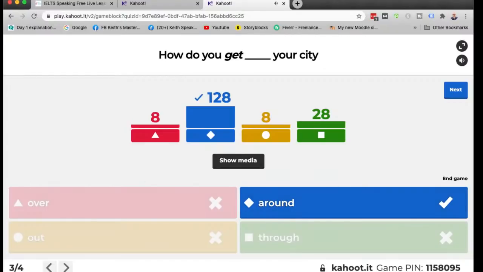How do you get around your city? Yeah. So, do you take the bus? Do you take the taxi? How do you get around your city? How do you get through? 28 people said through. How do you get through your city?